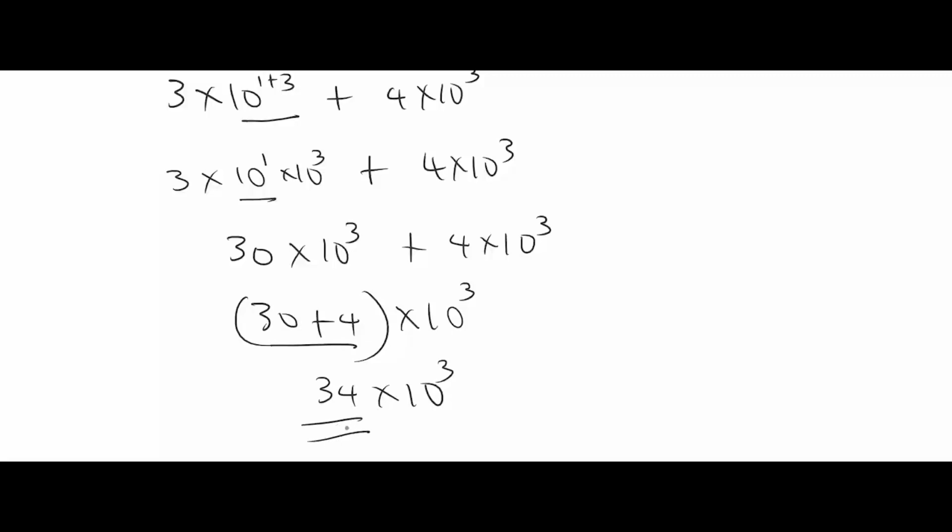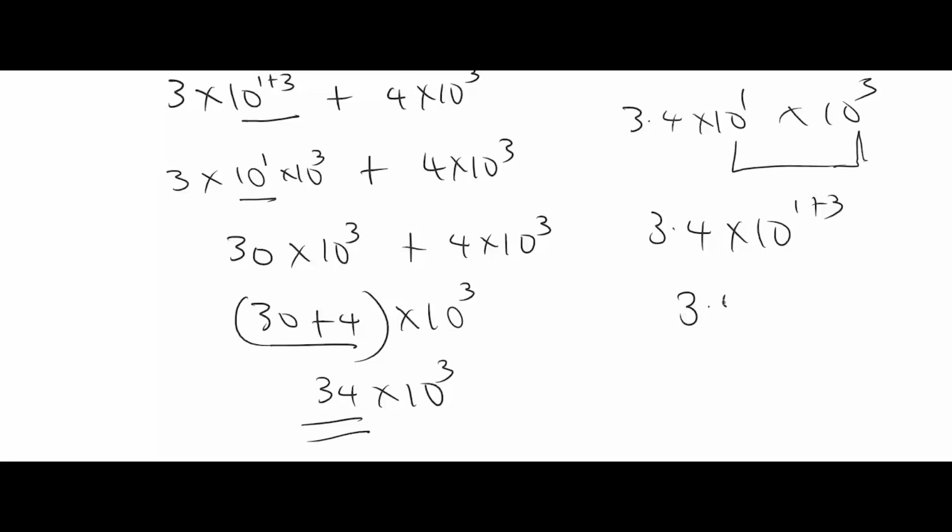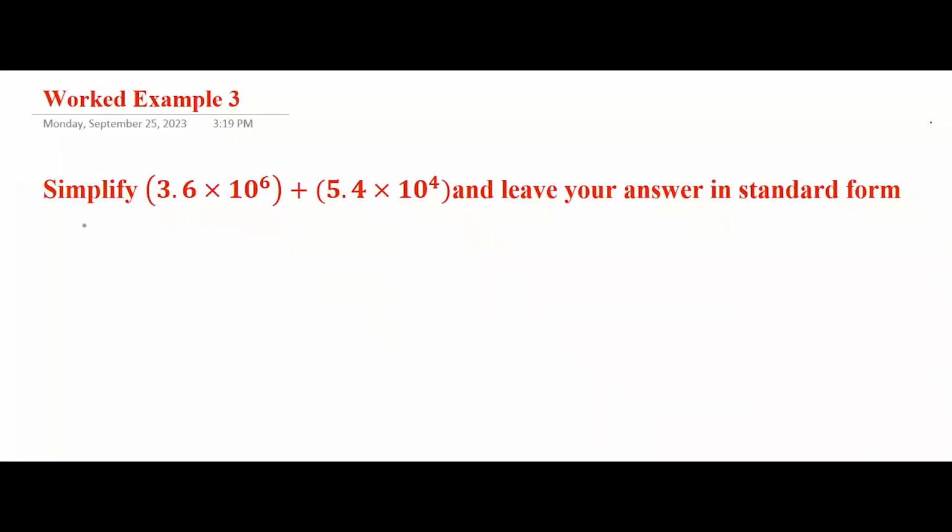Of course, we need to write this in standard form. That will be 3.4 times 10 to the power of 1. This is the same as 34. Then times 10 to the power of 3. Of course, we need to apply multiplication of indices on these two. That will be 3.4 times 10 to the power of 1 add 3. That will be 3.4 times 10 to the power of 4. So that will be the solution to that question. Let's go to the last question. Simplify 3.6 times 10 to the power of 6, add 5.4 times 10 to the power of 4, and leave your answer in standard form.